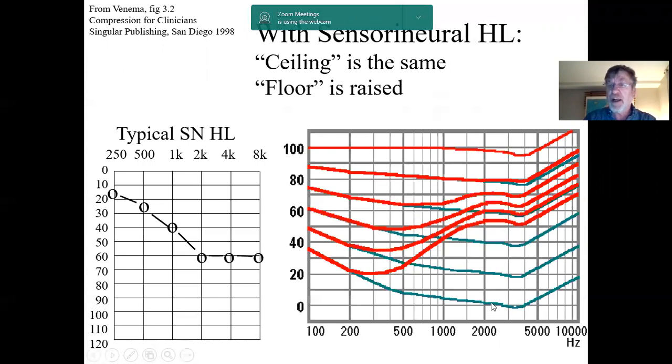This is a normal dynamic range from here to here, and his dynamic range is here to here. And literally, you can almost think about it like my two hands, ceiling, floor. The floor is elevated, but the ceiling didn't change. Dynamic range is the decibel distance between the softest you can hear and the loudest you can tolerate.